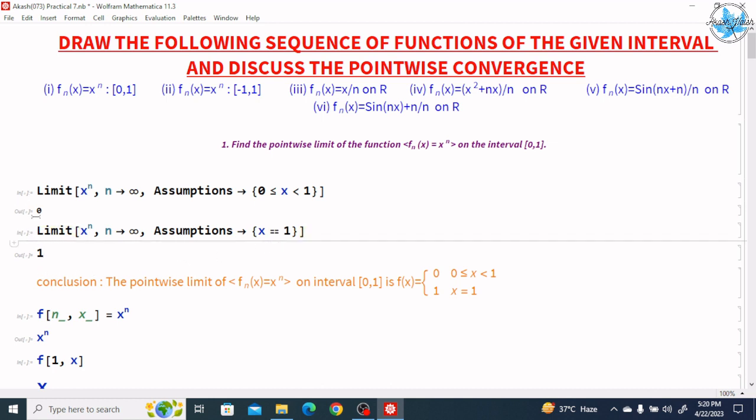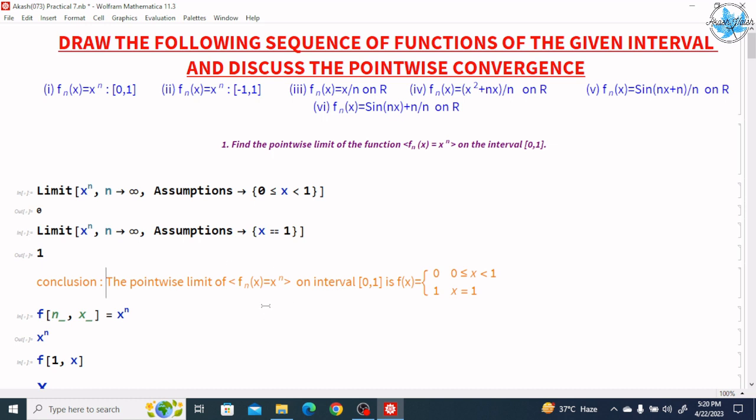Now from this first and second output, you can see, to get the output you have to press the shift plus enter key. Press both keys, shift plus enter, then you will get your result. Now press the alt plus 7 key for the text. So for the text I can see the conclusion.